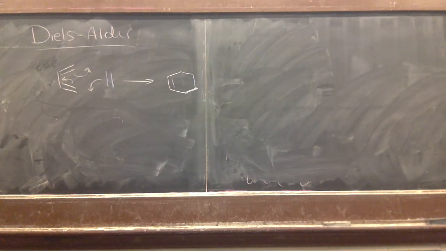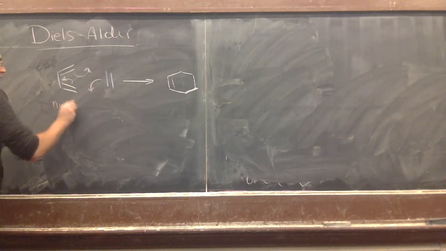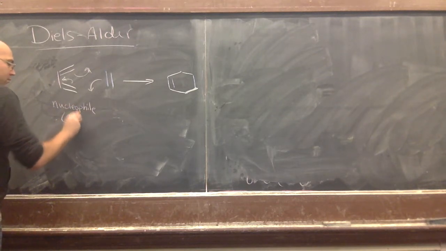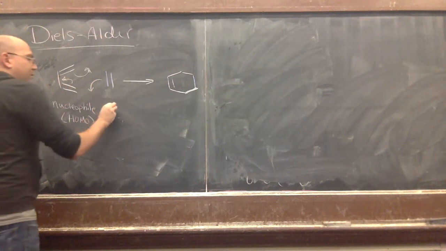But let's just start with the normal electron demand. We usually think of this as the nucleophile reacting with the electrophile.